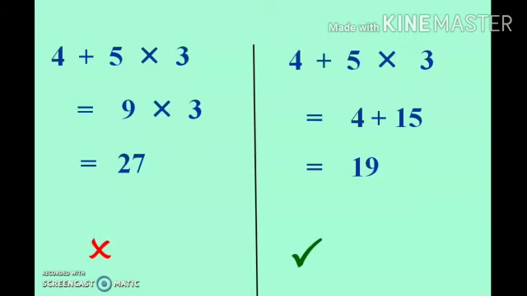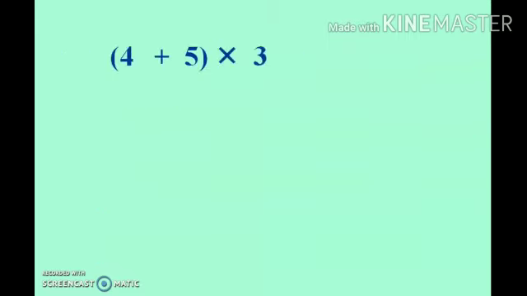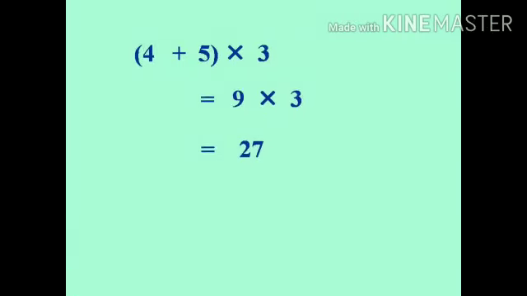Let us see another example also. Here we have another problem. It's the same problem we have seen before, but with only one difference: 4 plus 5 is written inside the bracket. So according to the BODMAS rule, it should be solved first. If we solve 4 plus 5, we get 9. Next we have to do 9 into 3. So the answer is 27. I think now you have understood why we use the BODMAS rule for this type of expression.